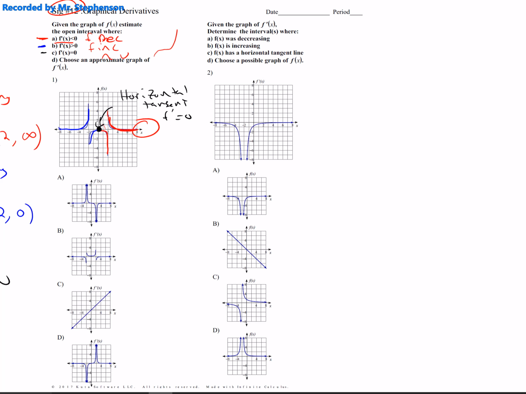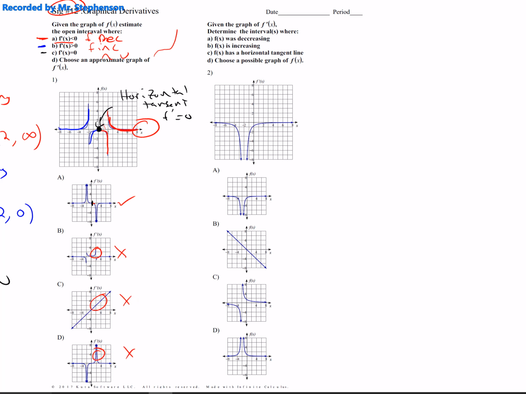So now I got to match this with one of these graphs down below. What I know is from 0 to 2 and from 2 to infinity, the derivative graph should be below the x-axis, right? So let's look at the first one. From 0 to 2 and 2 to infinity, is it below the x-axis? Yes. All those guys are below the x-axis. Next one, it's not below the x-axis, so it can't be this one. This is all above the x-axis, can't be that one. And here, those are all above the x-axis, can't be that one. So just with that little bit of information, I could figure out the rest.